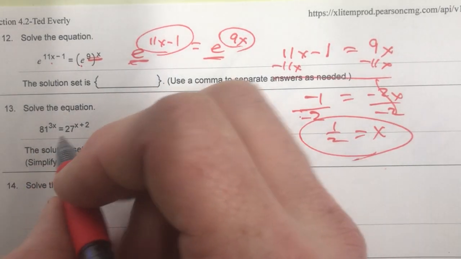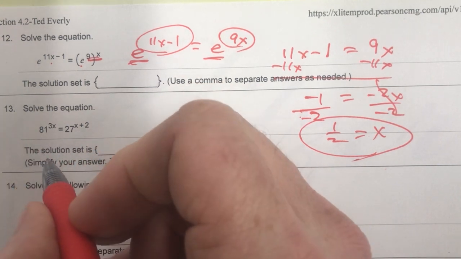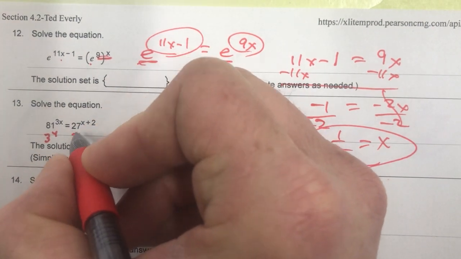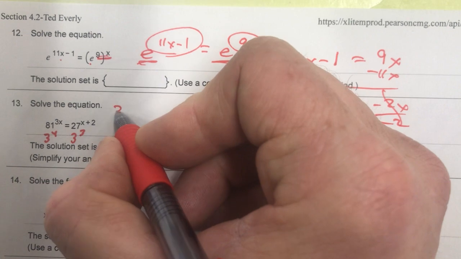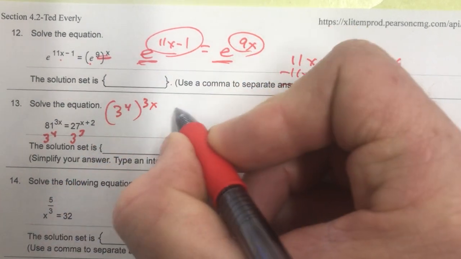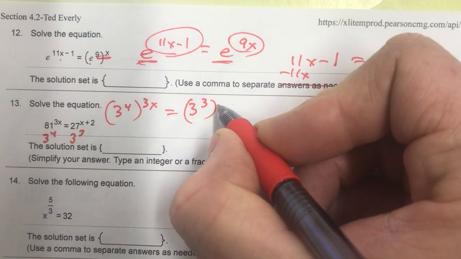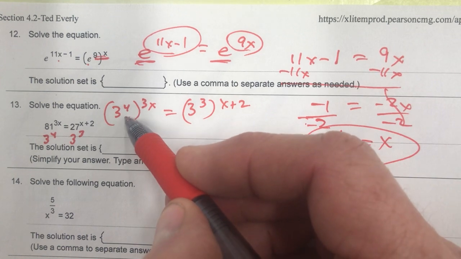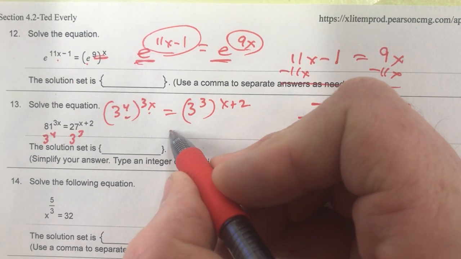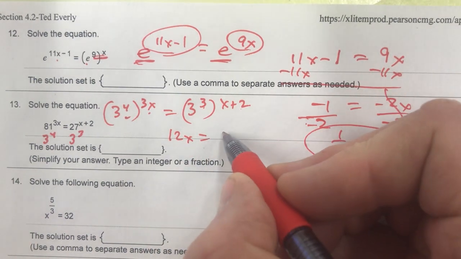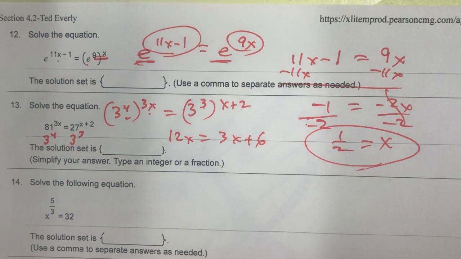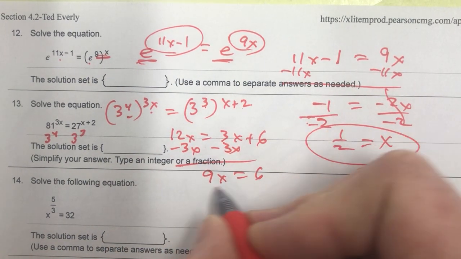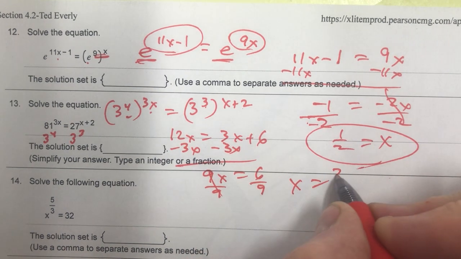This one here, what we've got to do is get our bases the same. I think 81 is 3 to the 4th power, 27 is 3 to the 3rd power. So what I have here then is 3 to the 4th power to the 3x power equals 3 to the 3rd power to the x plus 2 power. Now 4 times 3x will be 12x, and then 3 times this will be 3x plus 6. And then I'm just going to solve this equation right here. If I subtract 3x, I get 9x equals 6, and then divide by 9. That's 2/3.